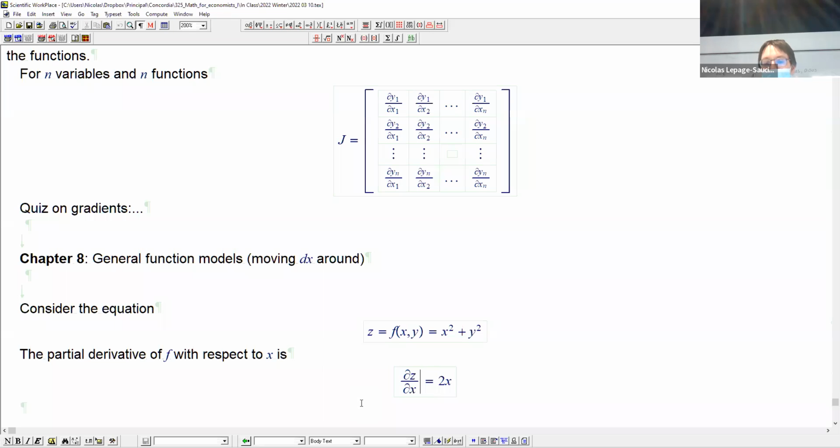It means that if I would increase x by some very small amount, what would be the change in z for each unit of this small amount? So it's a slope, it's a rate of change. But I could ask the following. We may ask.